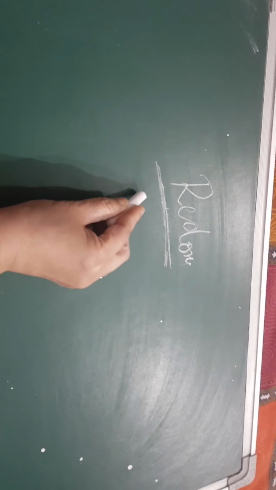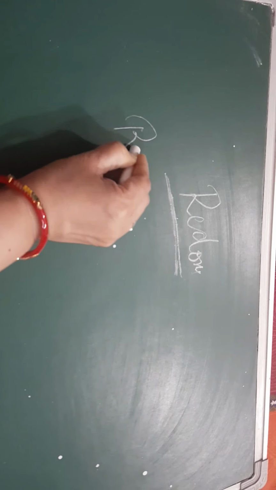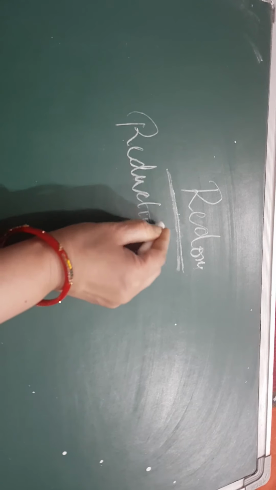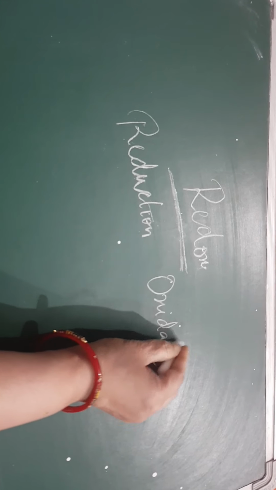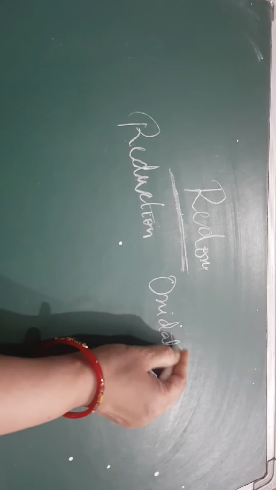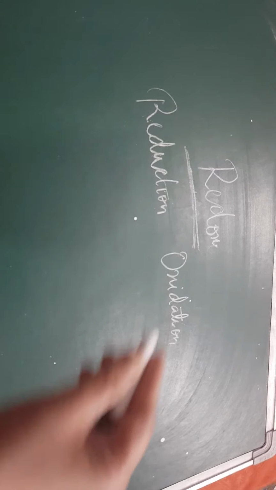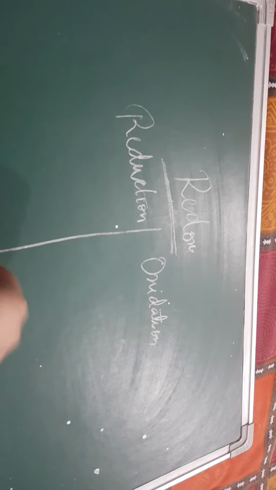So redox reaction is a reaction in which reduction and oxidation take place simultaneously, together. Now for understanding redox reaction, you should be clear with reduction and oxidation separately. What is reduction and what is oxidation?